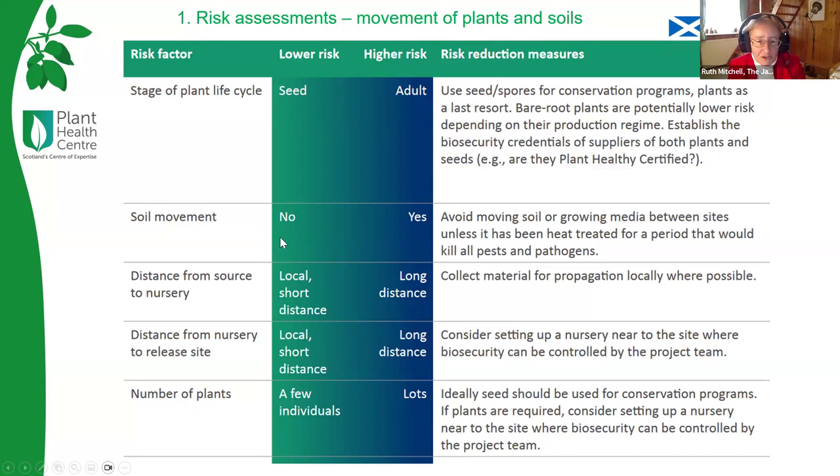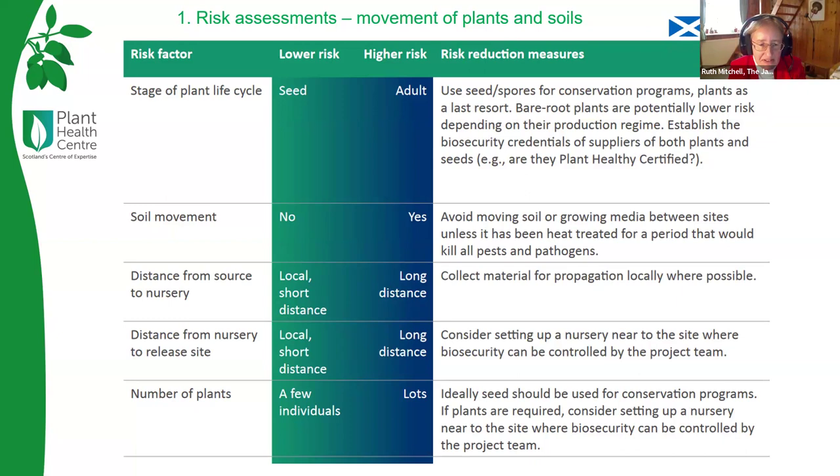And you can think about that in a range of these different risk factors that we've got down here. So are you moving soil? If not, then that reduces the risks. But if you are, that's a much higher risk because of all the pests and pathogens that could be in the soil as well. You really need to think about the interactions with the nurseries or wherever you might be growing plants on. I know a lot of restoration projects or translocation projects involve moving plants around and breeding them on.